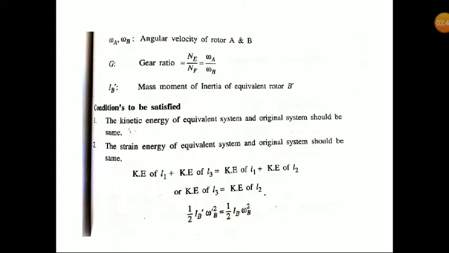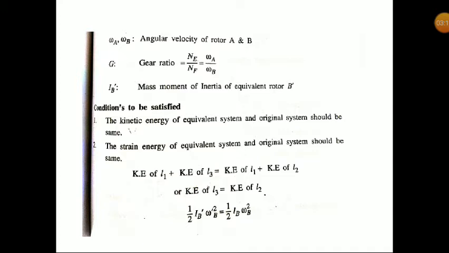Once we are up to this, first we go to the gear ratio. What is the gear ratio equation? That is the angular velocity of driver by driven. Which is the rotor on the driver side? A, on the pinion side, and which is on the driven side? B. So NE by NF is equal to omega A by omega B.